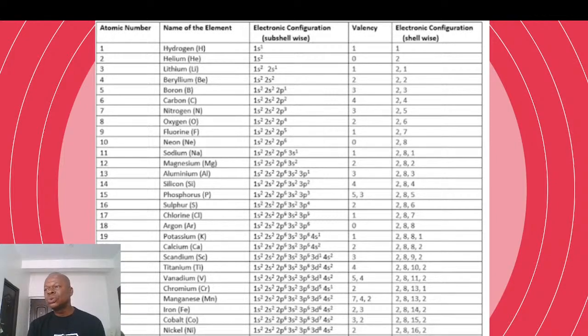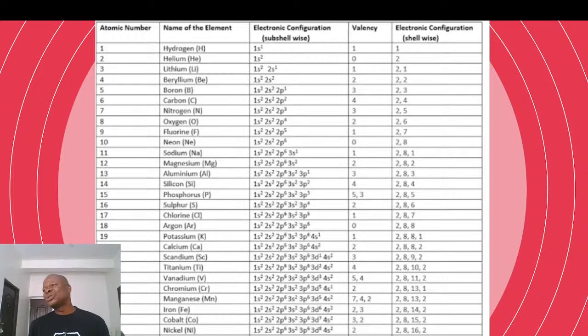1s2, 2s2, 2p6, and 3s1, giving us 11. That is, if you add the 1s2 plus 2s2, that is 4, plus 2p6, that is 10, plus 3s1, that is 11. It gives us the atomic number of sodium.